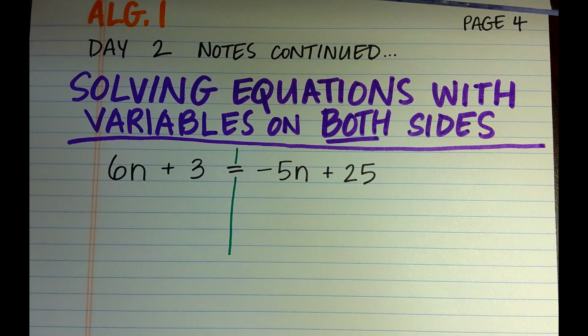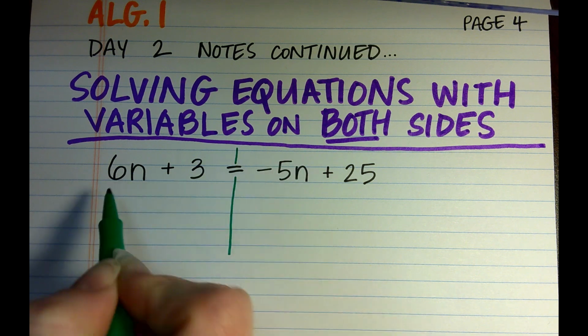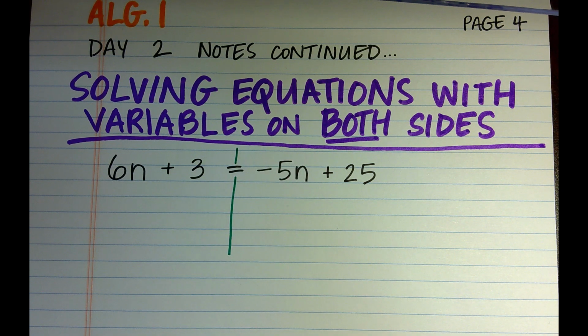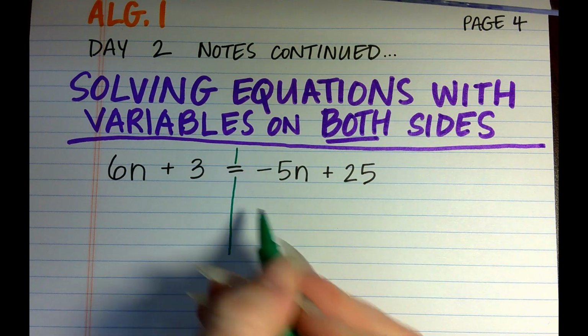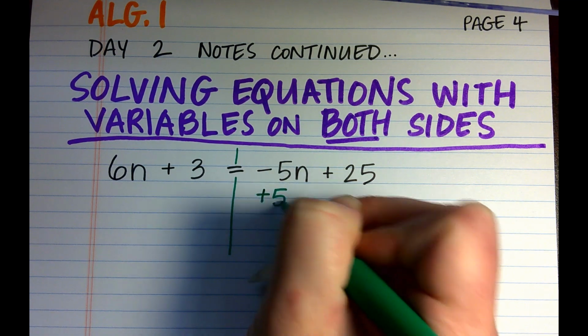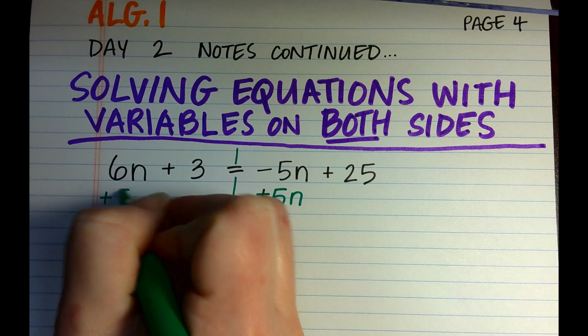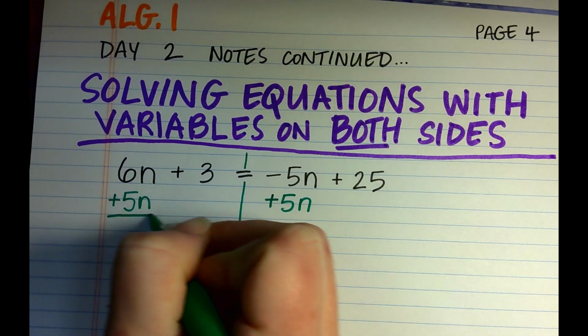I need my answer to say n equals a number. I will never get there if I have n equals n and a number. That's not solved. I need n on one side. So to get rid of the n on one of the sides, we need to cancel it out. So let's get rid of the negative. I don't like negative numbers. We'll add 5n. Where else do I add 5n? Under 6n. Good.